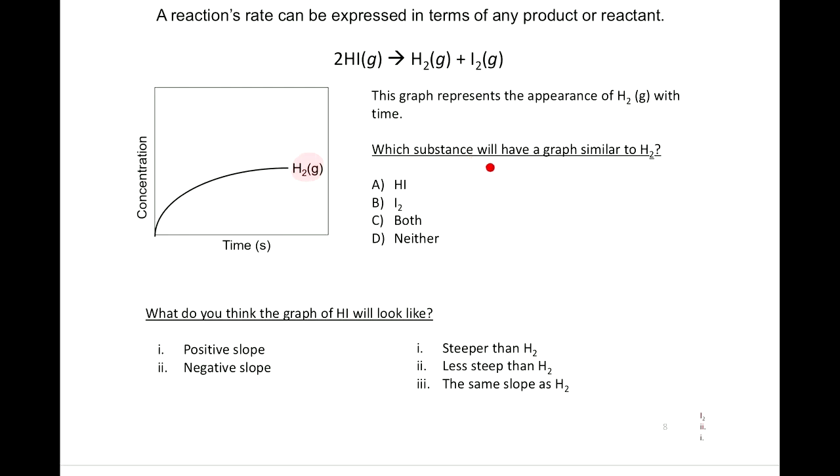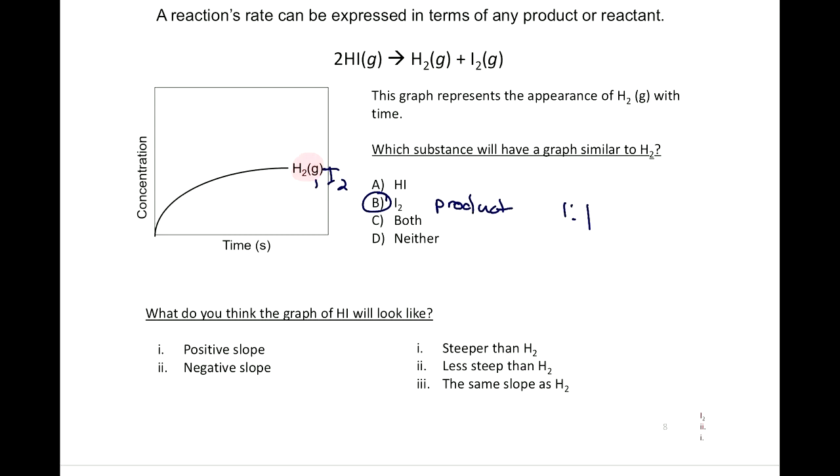What substance is going to have a similar graph to this H2 graph? I2, yes, because it's also a product, and it also has a 1-to-1 ratio. So this graph actually will look the same for H2 and I2. For every H2 that I get, I should also get an I2.